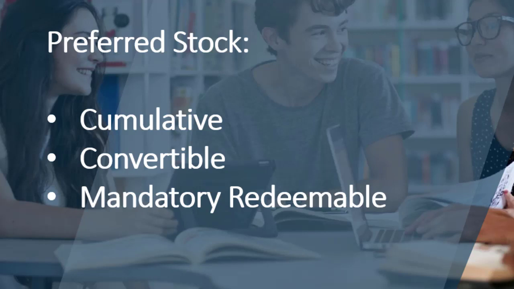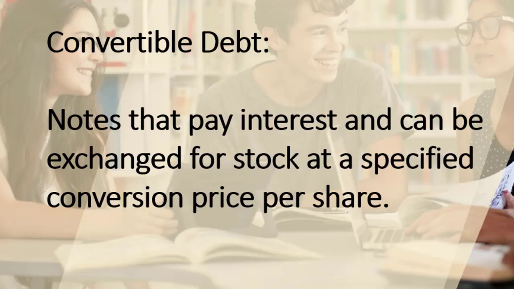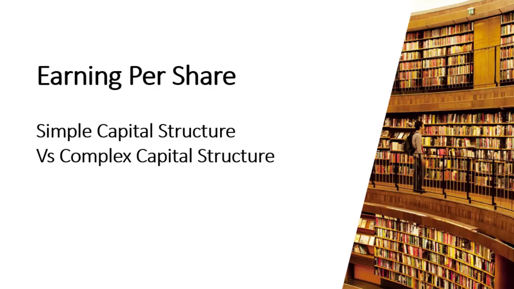And then we have something called mandatory redeemable. If a preferred stock is mandatory redeemable, that means the preferred stock requires a company to retire it at a future date. Sometimes they call this debt disguised as equity. Another vehicle that a company may use is called convertible debt. These are notes or loans that pay interest and can be exchanged for stock at a specified conversion price. Next, we'll look at earnings per share.